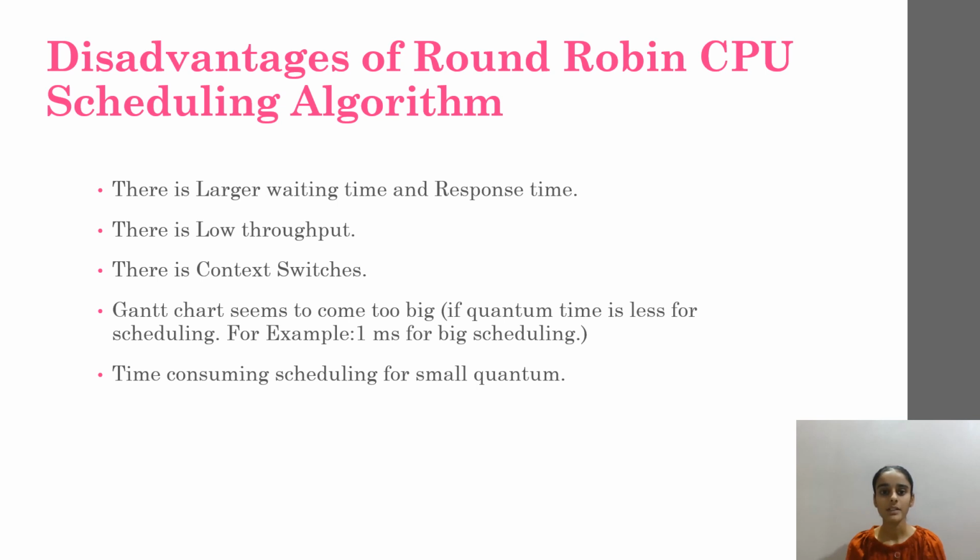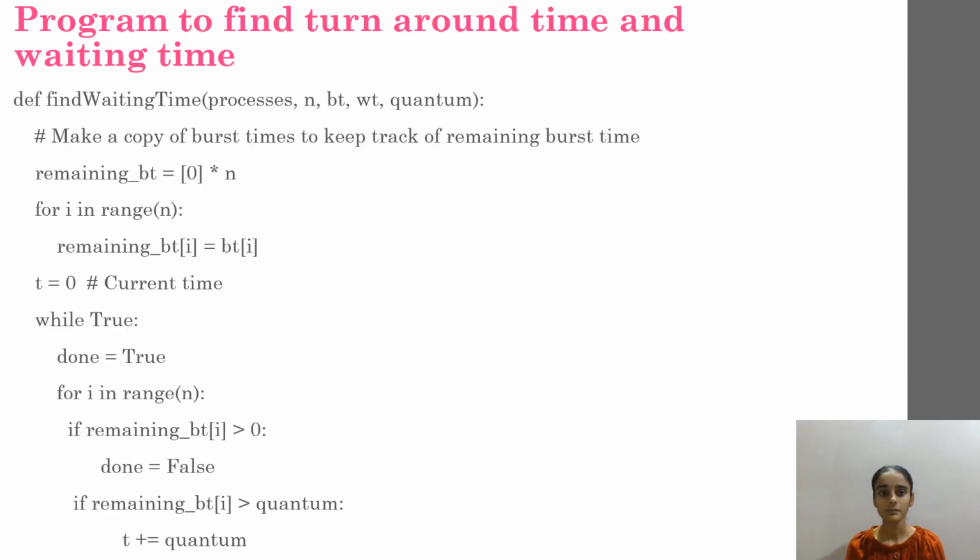Disadvantages of round-robin CPU scheduling algorithm. There is longer waiting time and response time. There is low throughput. There are more context switches. The Gantt chart can become too big. Time-consuming scheduling for a small quantum.